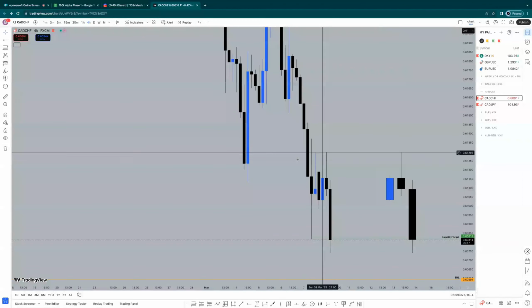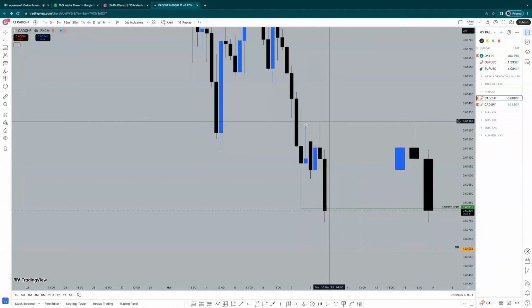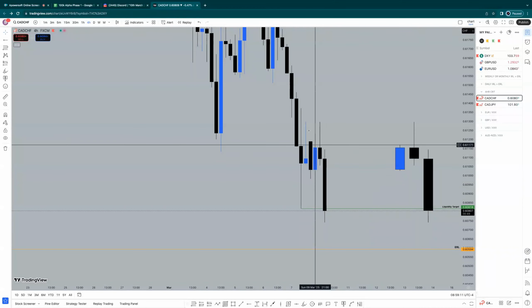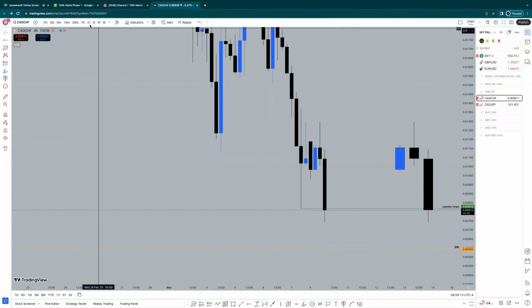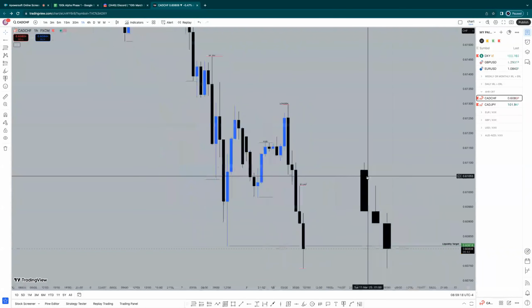Again, there's no 4-hour FVG here, which is something that I do like to have. I do prefer to trade when we have this pattern. I like that inside a 4-hour FVG. Again, the reason I didn't take it like that is because we had this.